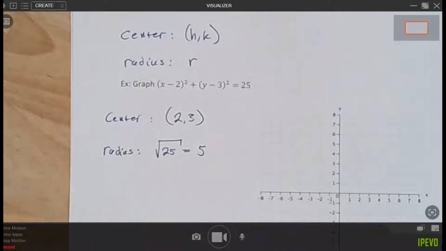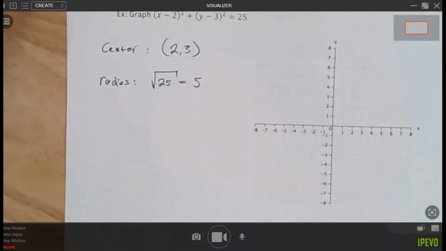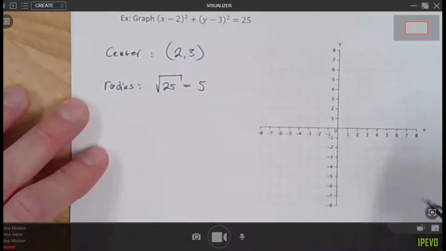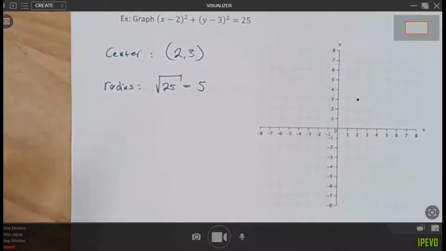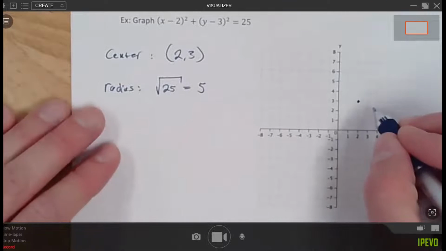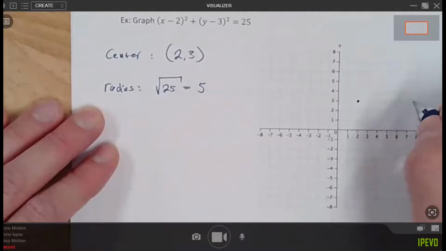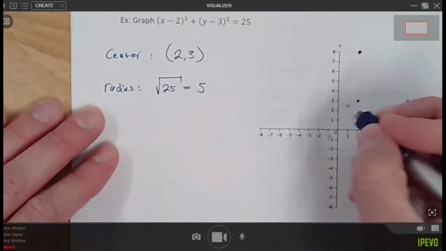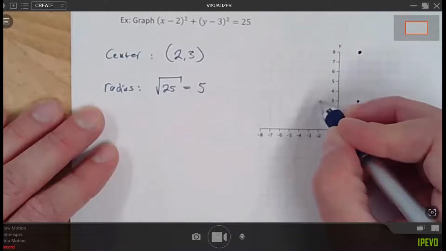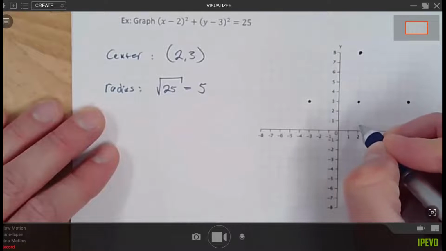And now we're going to graph it. The way I like to graph this is by plotting the center. Then I'm going to go 5 in each of the 4 directions. I'm going to go 5 to the right, 5 to the left, 5 up, 5 down. So 1, 2, 3, 4, 5. 5 up, 5 left, 1, 2, 3, 4, 5. 5 down, 1, 2, 3, 4.